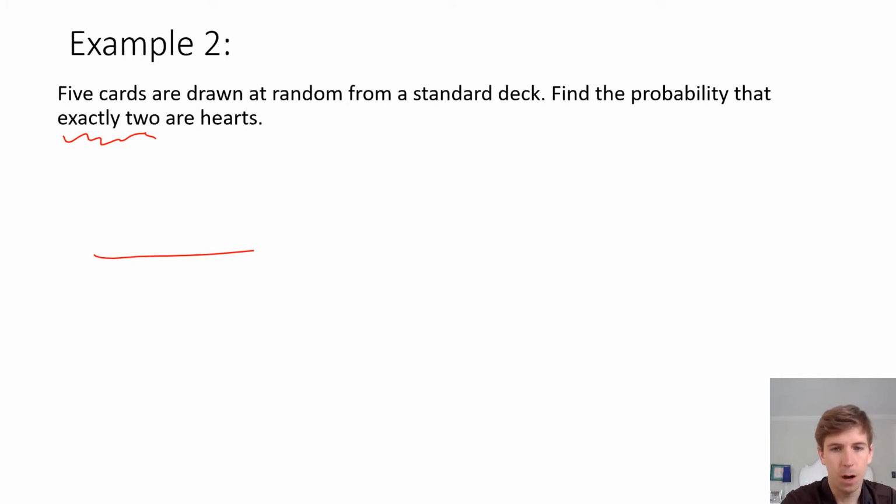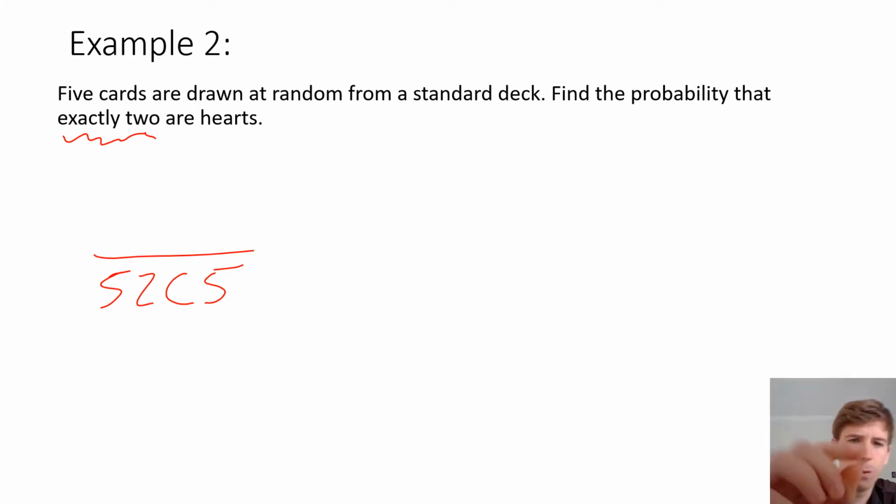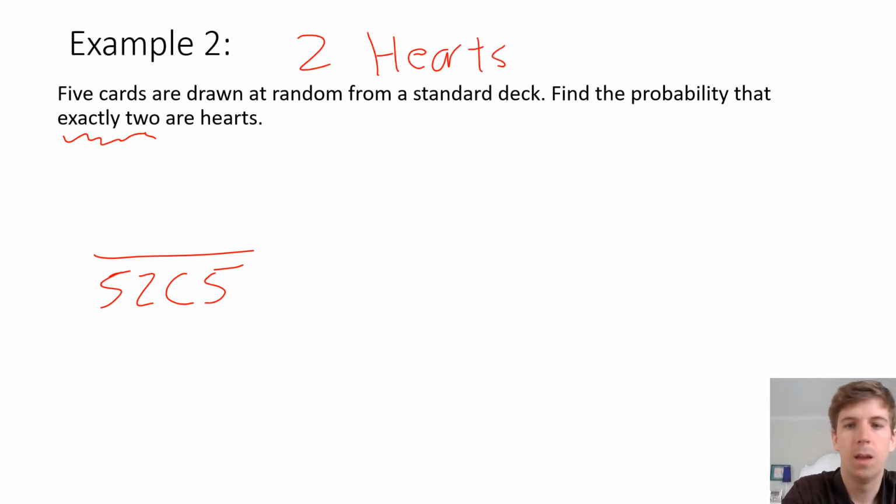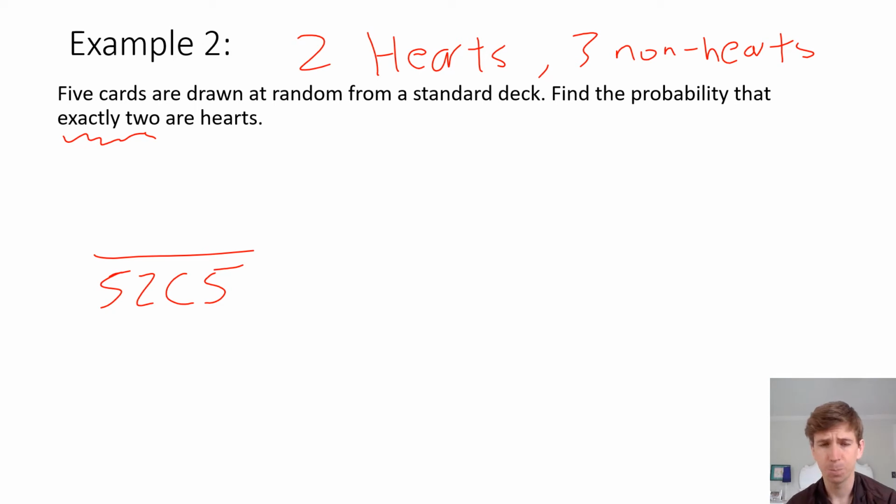We start in our denominator the same way. The number of total outcomes is still 52 choose 5: 52 total cards in a deck, and we want to choose 5 of them. Now, in our 5 cards, we need 2 hearts and 3 non-hearts. It's very easy to forget about the 3 non-hearts here, but they're an important part of our 5-card hand.